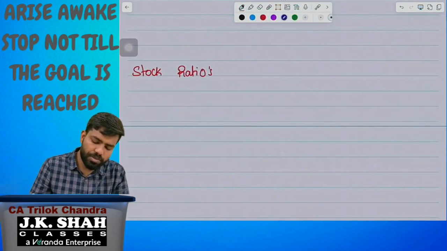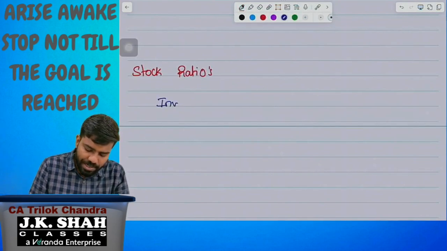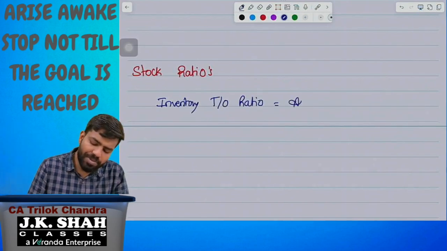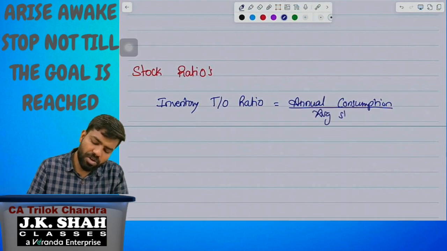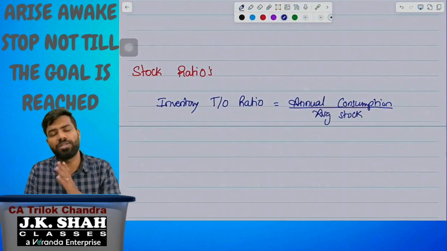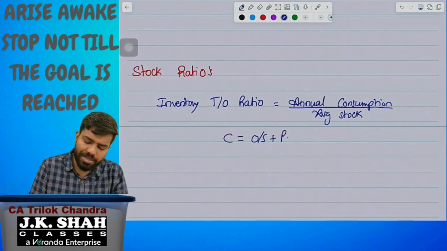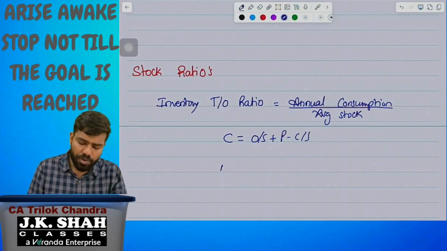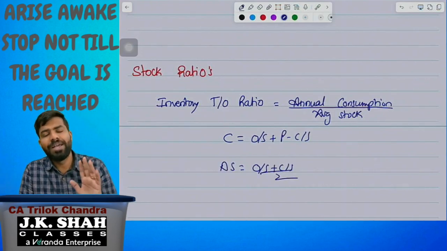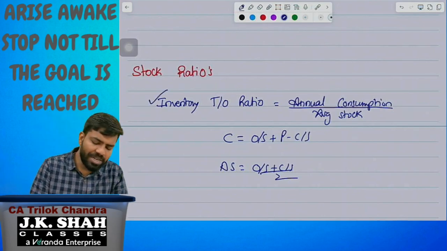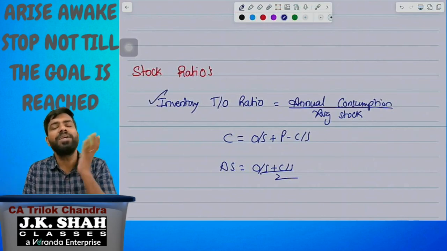When it comes to stock ratios, the first thing we need to understand is the inventory turnover ratio. How to calculate this: annual consumption divided by average stock. This is the formula. How to calculate consumption? Consumption equals opening stock plus purchases minus closing stock. How to calculate average stock? Opening stock plus closing stock divided by 2. These are the formulas.